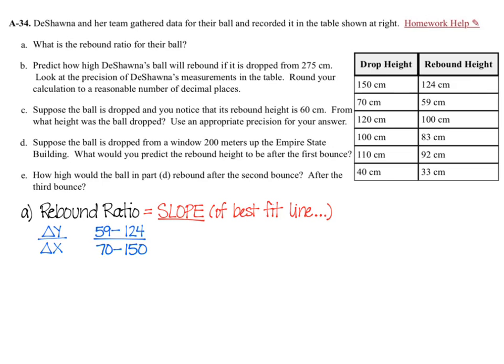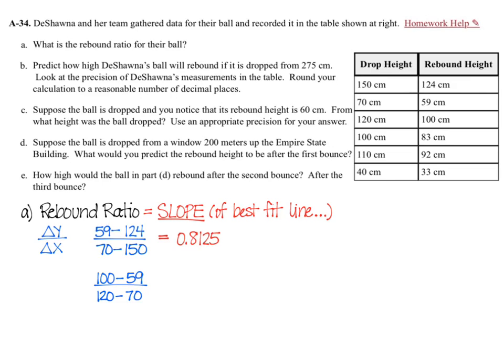So for the first two data points, I have this one here that says 59 centimeters, and I'm going to subtract the 124. That would be my change in y, and for my x, it would be 70 minus 150. I put that in the calculator, and I get the decimal answer of 0.8125. Now that would equate to 81%, but we need to keep this in the decimal for this rebound ratio.